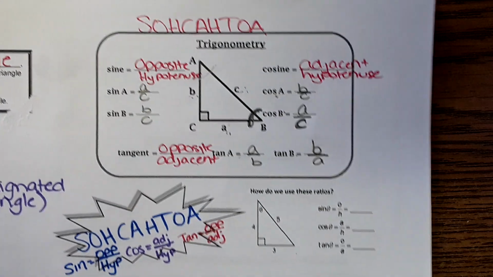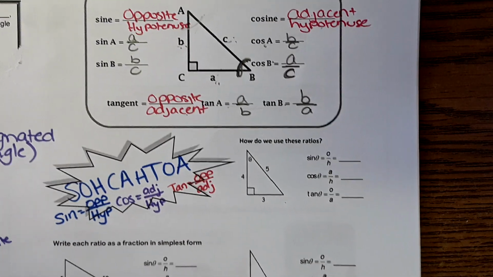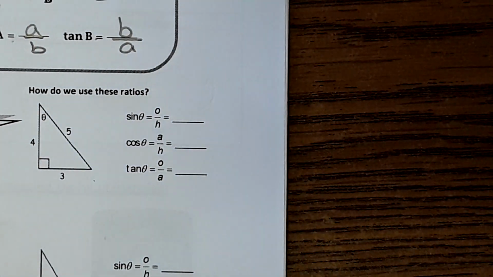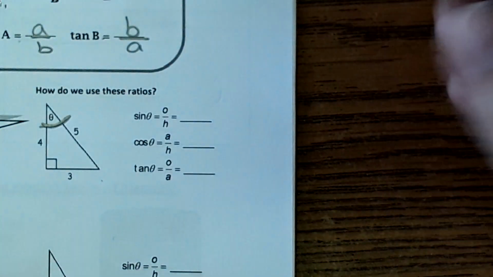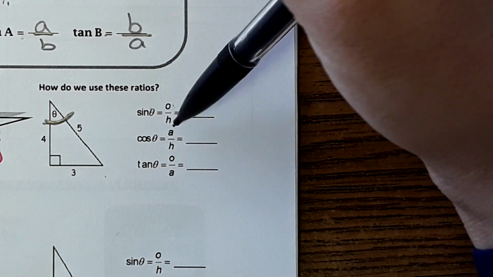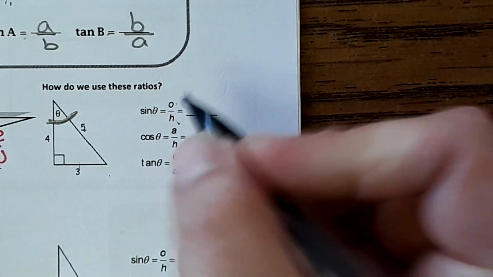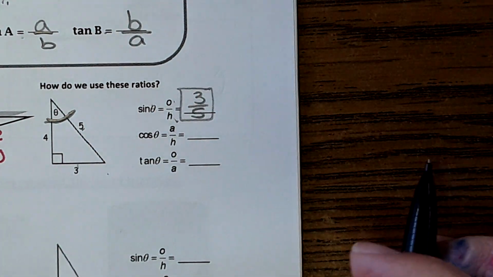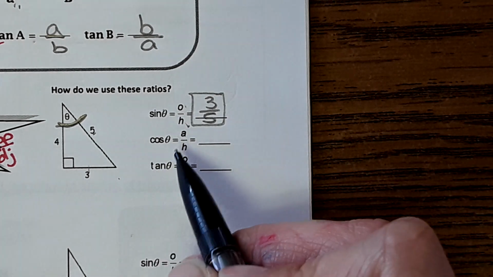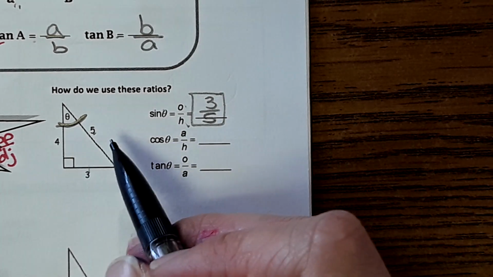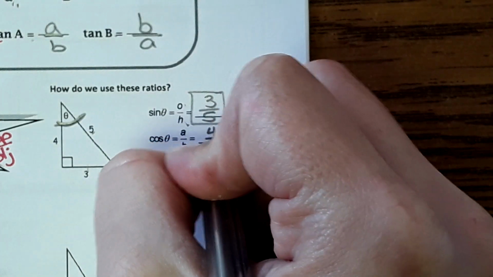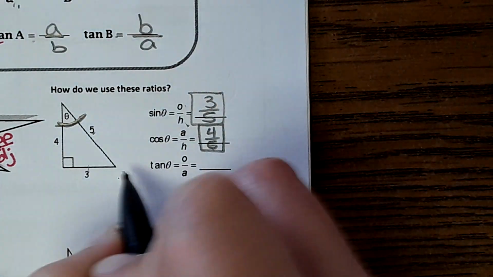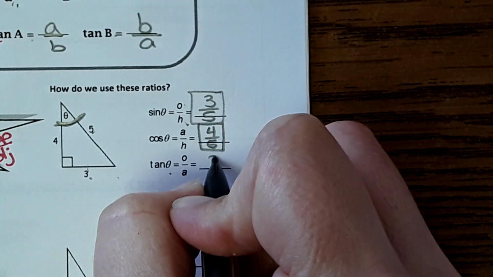Okay, so now we're going to start bringing in some numbers. Not a big deal, same process. We're going to look at this right here. How do we use these ratios? So we have our theta right here, so that's our designated angle that we're going to be working with. Sine of theta is opposite over hypotenuse, that would be 3/5. Cosine of theta, adjacent over hypotenuse. And tan of theta, opposite over adjacent.